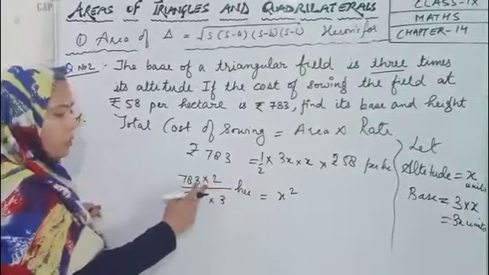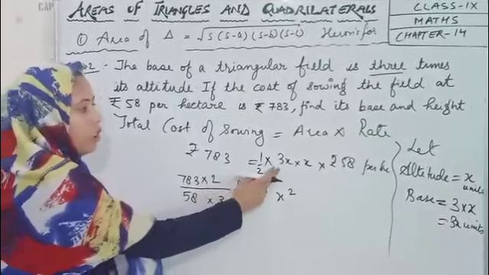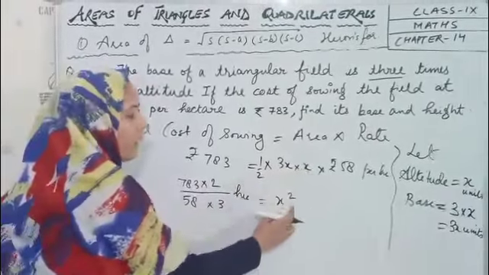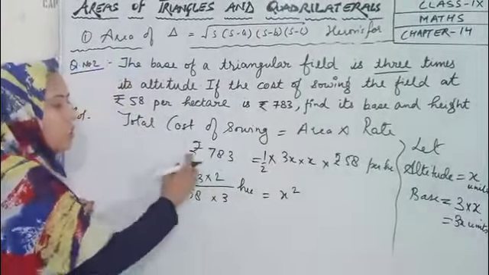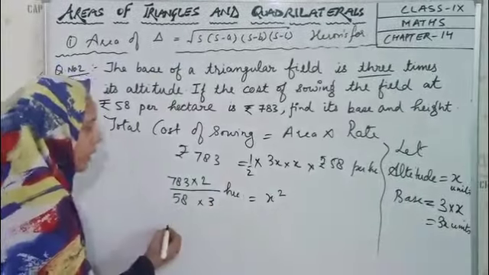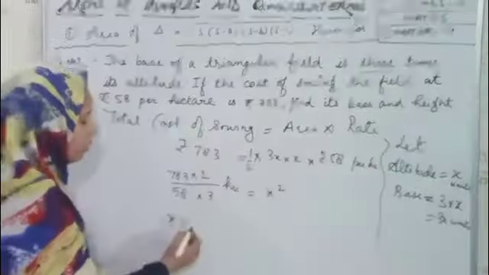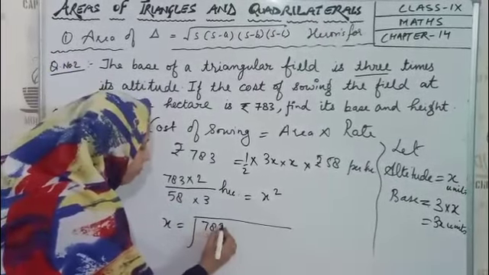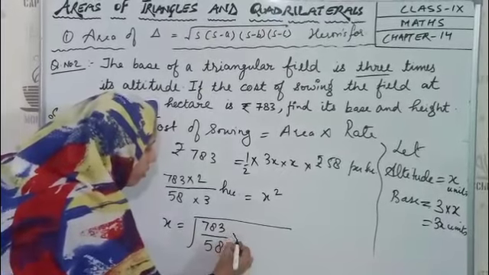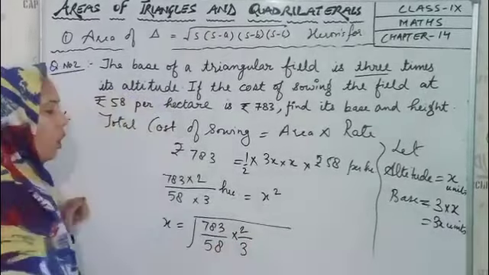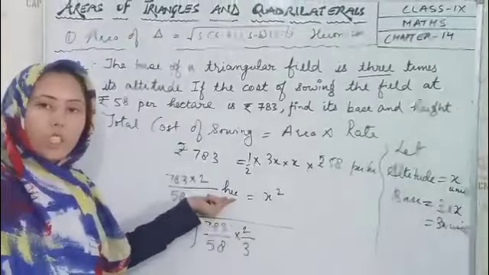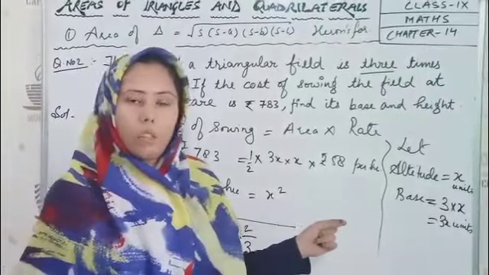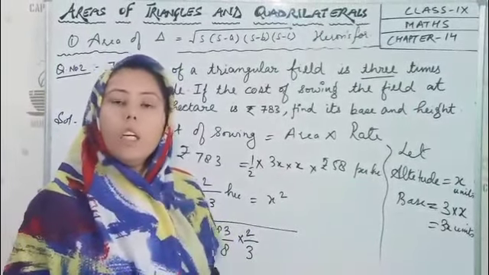2 is in denominator, so it will come in numerator. 3 is in numerator, so it will come in denominator. x into x is x square. But this value is in hectare. x will be equal to, when the square is removed, the root is applied on the number on the other side, so you will get one more thing I want to remind you, that it is hectare. Area can be in hectare, but a single unit of length, breadth or height cannot be in hectare.